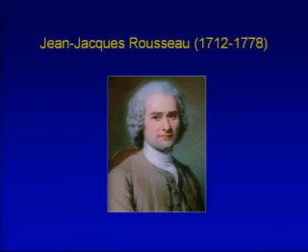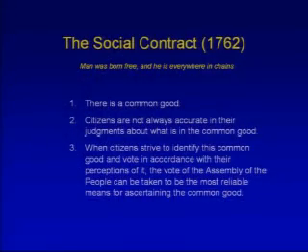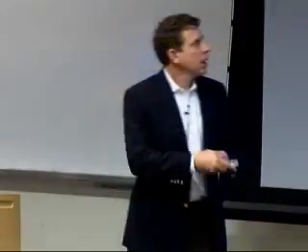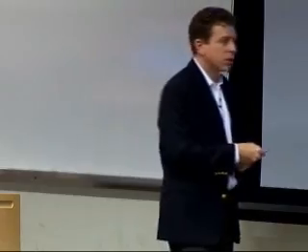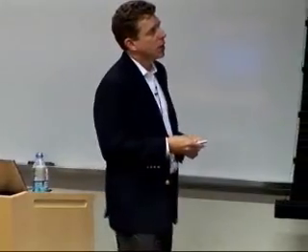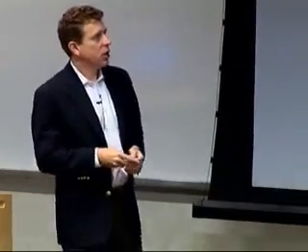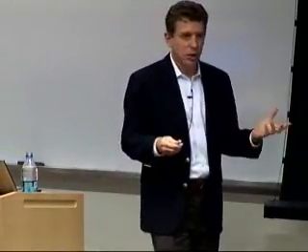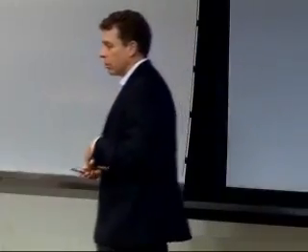I'll go back in time and just mention Rousseau, who formulated something called the social contract. He said there is a common good. Anybody who lives in a group has to acknowledge that there are individual benefits, but there are also common benefits. He said that citizens are not always accurate in their judgment about what is the common good, and hence, this is why we have elections. Rousseau talked a lot about this.